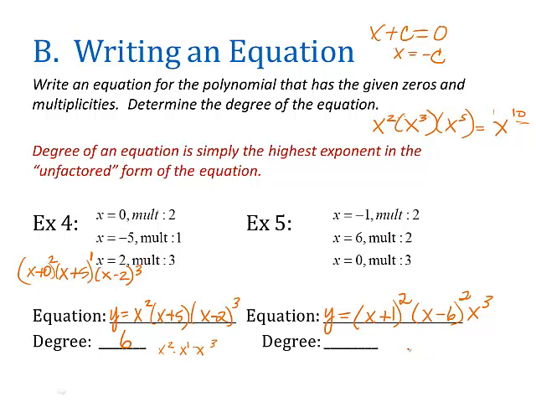Now to find my degree, I just think like this. It's going to be x squared times x squared times x cubed. Add up those exponents. 2 plus 2 plus 3 is x to the 7th. So the degree of the equation is a 7.